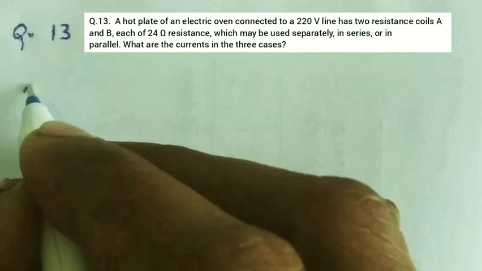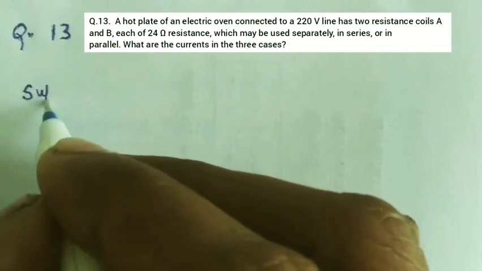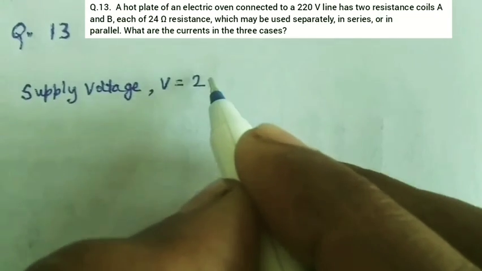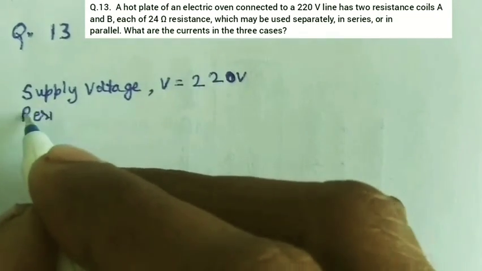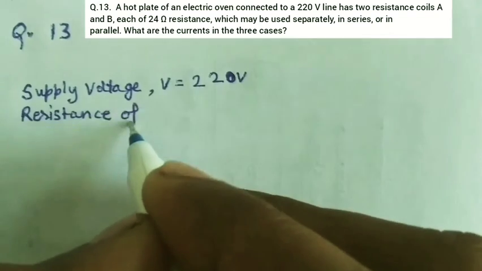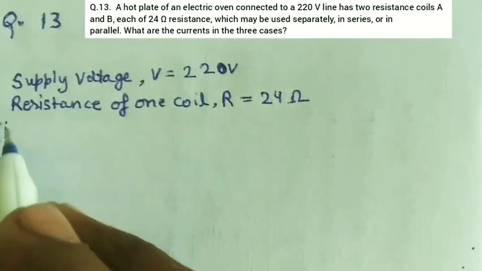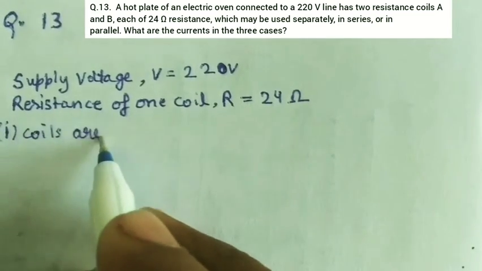Question number 13. A hot plate of an electric oven connected to a 220 volt line has 2 resistance coils A and B, each of 24 ohm resistance, which may be used separately, in series or in parallel. What are the currents in the 3 cases? Supply voltage V is equal to 220 volt, resistance of 1 coil R is equal to 24 ohm.